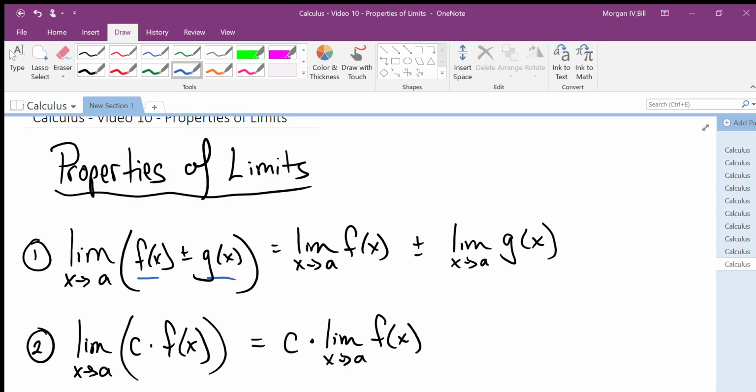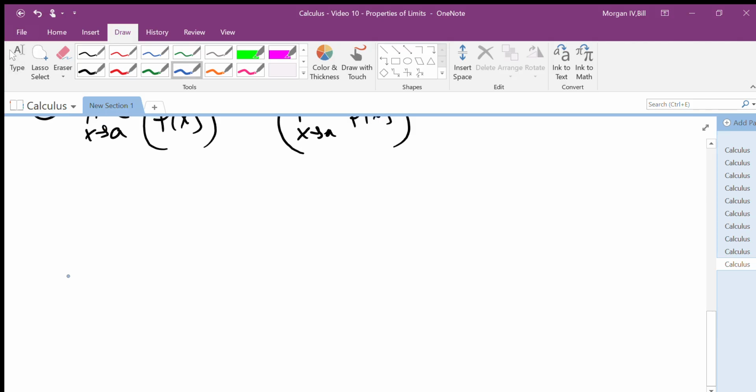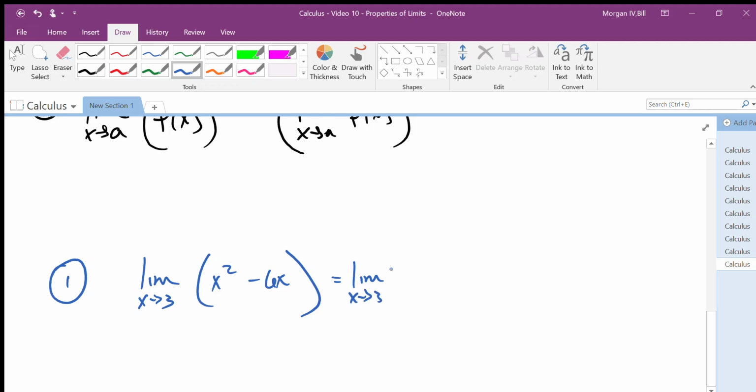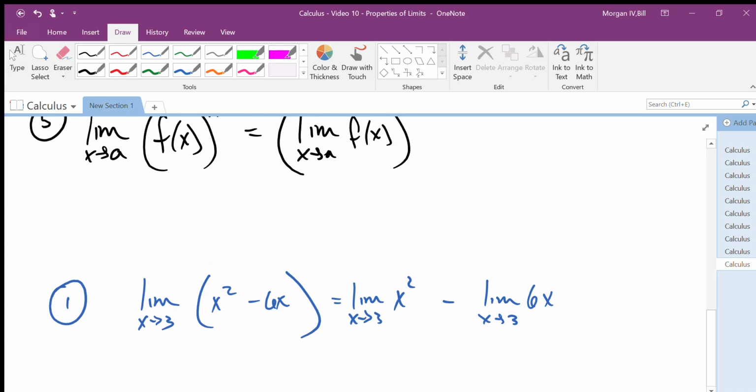All right, so for example, from that example 1, if you had, say, the limit as x approaches 3 of x squared minus 6x, you can separate this and look at it as the limit as x approaches 3 of x squared, and then subtract the limit as x approaches 3 of 6x. Now, in this case, there's no real benefit to doing this, but just know that we can separate things that are added or subtracted into their own limit. Sometimes that's helpful.